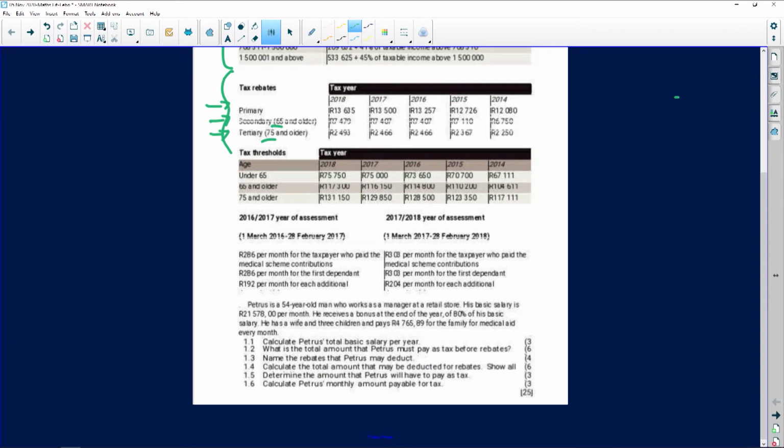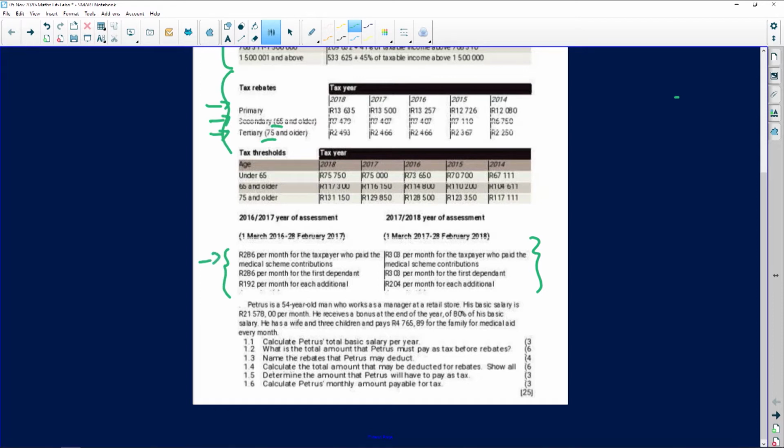Okay, let's go down. It says to us here, year of assessment 2016-17, and then again year of assessment 2017-18, and then we've got the terms basically that they're telling us about here on the sides. It says there that it's 286 per month for a taxpayer who paid the medical aid scheme. So in this particular case, we are talking about medical aid. That's what I'm talking about over there.